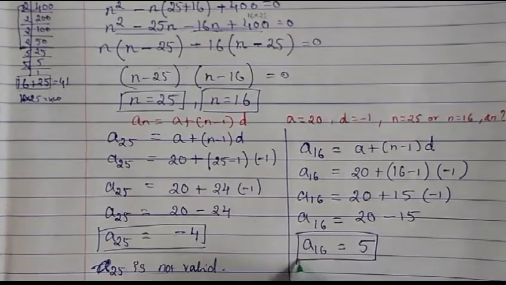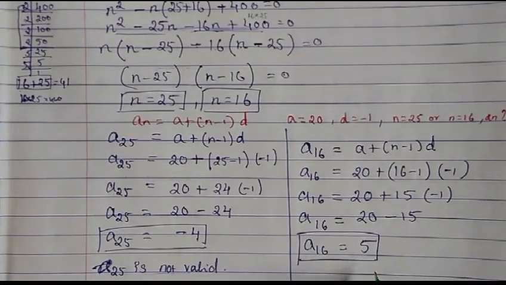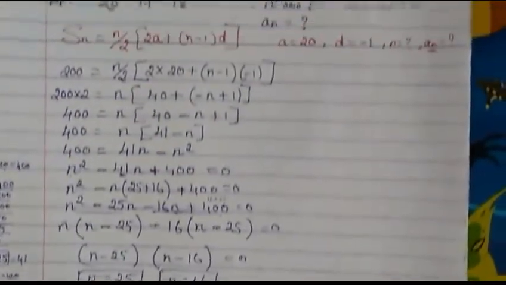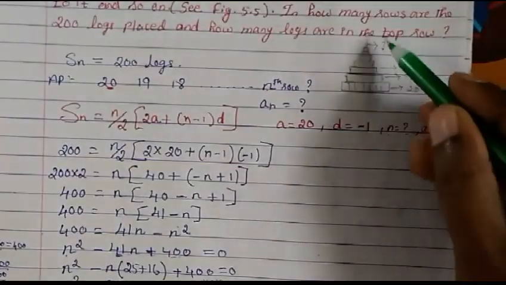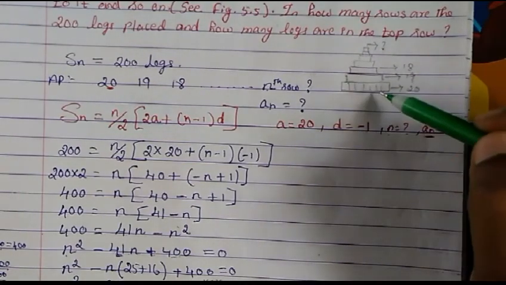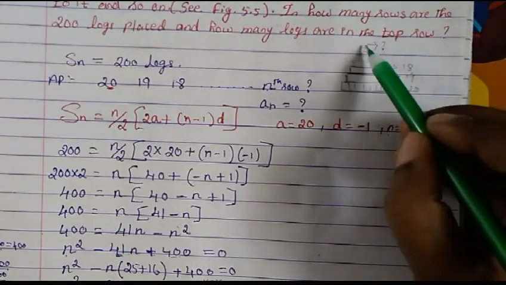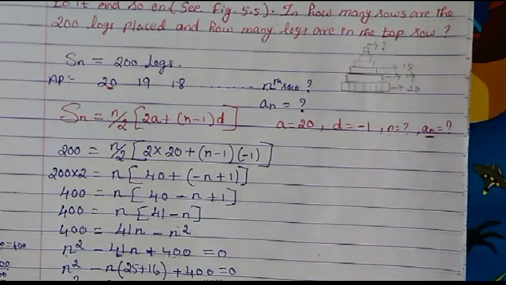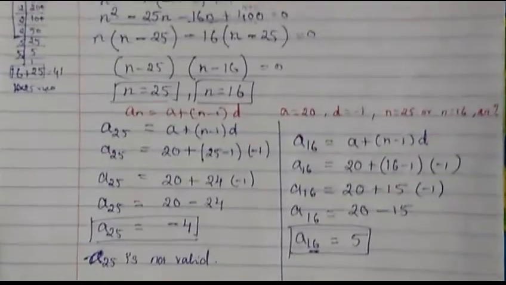Now this is a counting number, a positive integer. So that means we can say how many rows there can be. The question was how many rows we will get. So 16 rows we can arrange, 200 logs can be arranged into 16 rows, and on the top row there will be 5 logs of wood. So that is the answer.